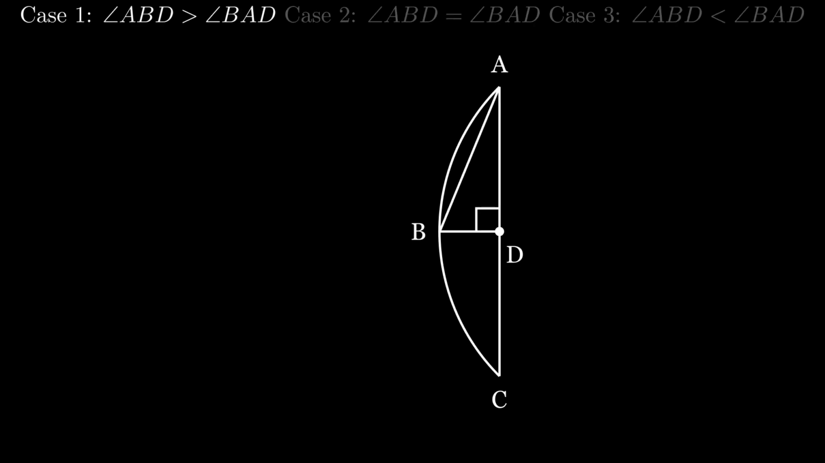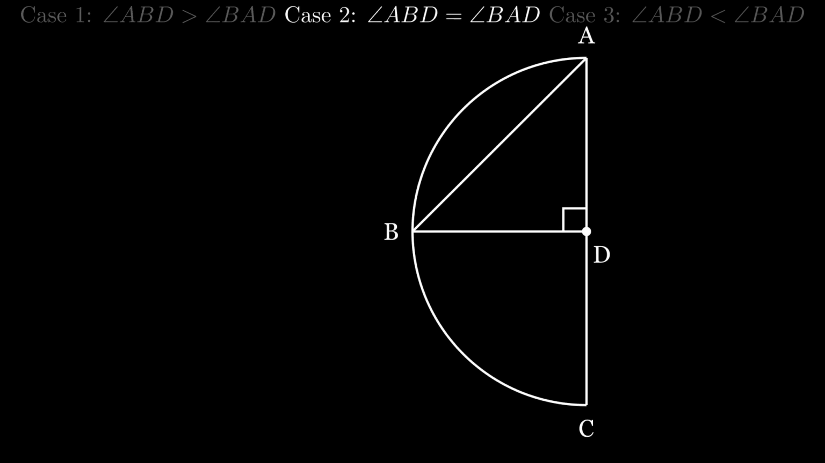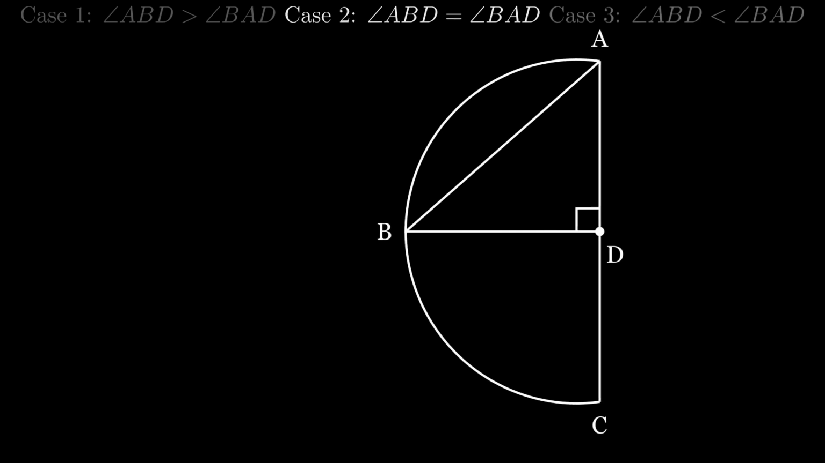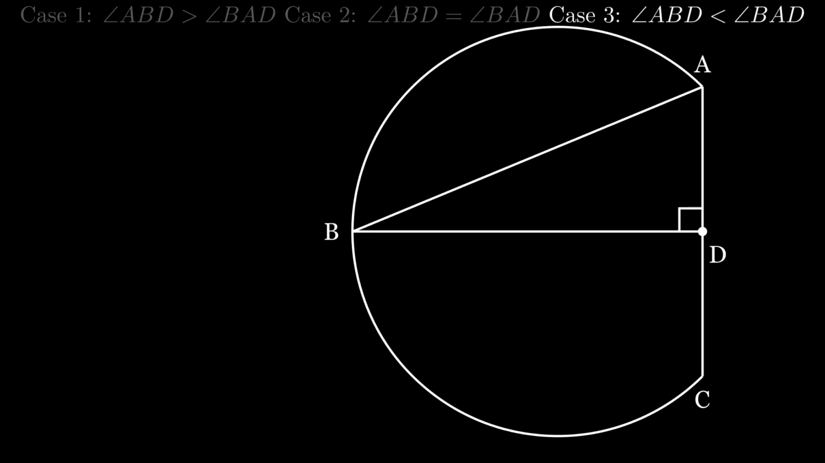Euclid identifies three cases. The first is when angle ABD is greater than angle BAD. The second is when they are equal. And the third, when angle ABD is less than angle BAD.